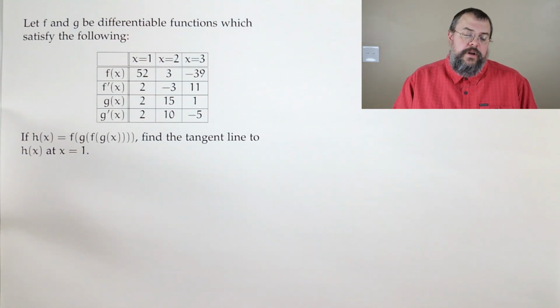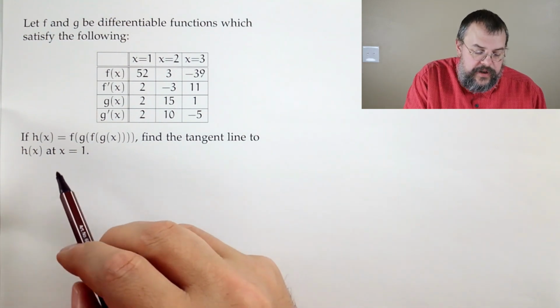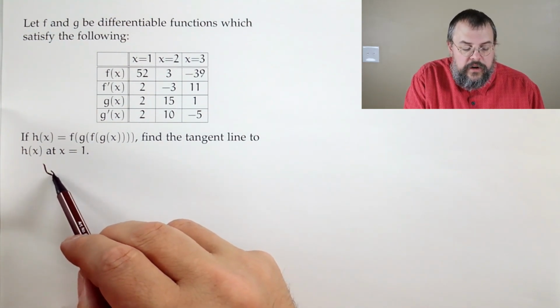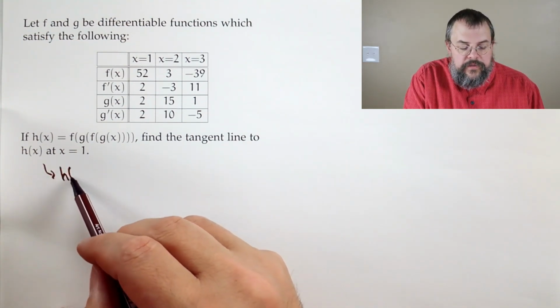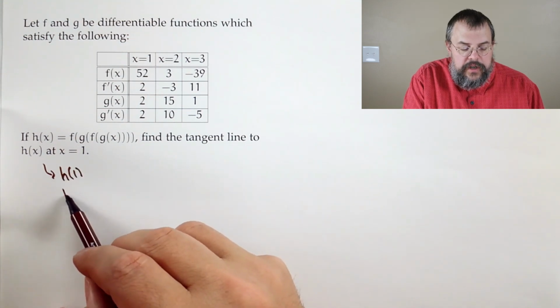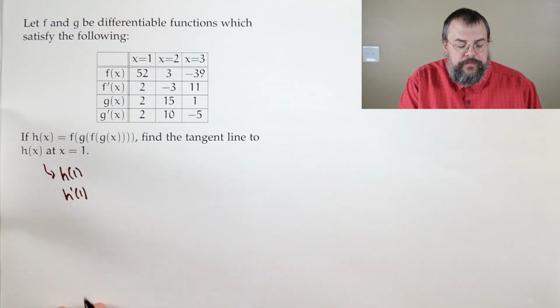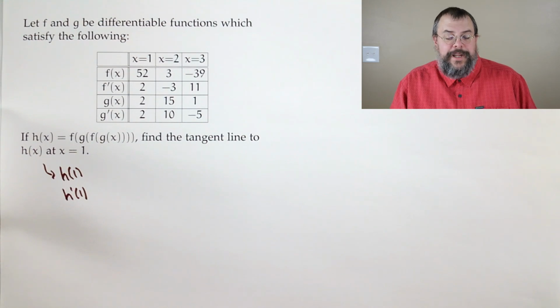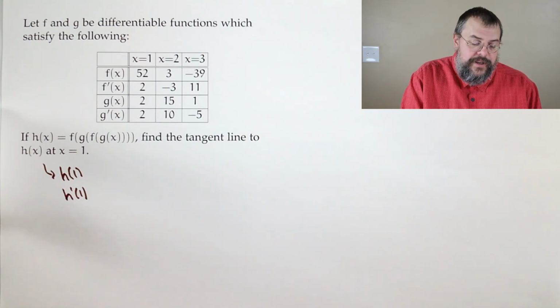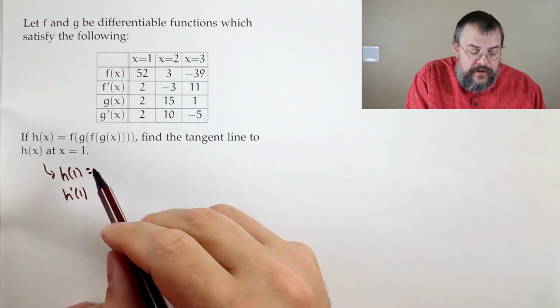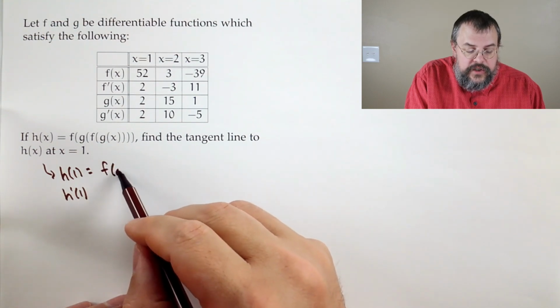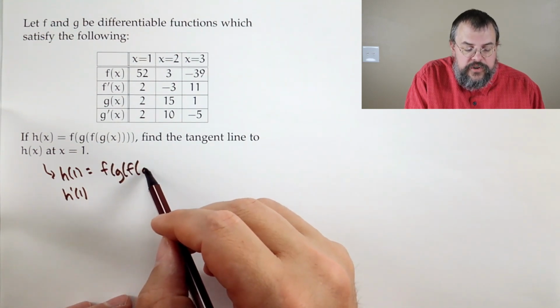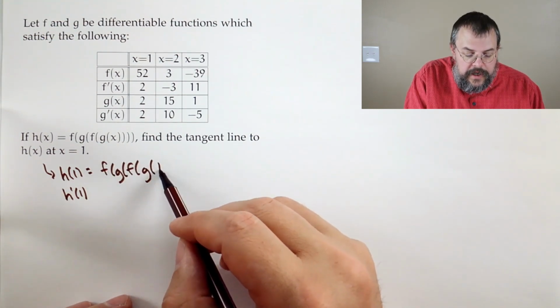Now, of course, we know that find the tangent line to h of x at x equals 1 really is code for we need to find h of 1, and we need to find h prime of 1. Well, let's start with h of 1. That's almost always the easier one. So according to the rule, this is f of g of f of g of 1.